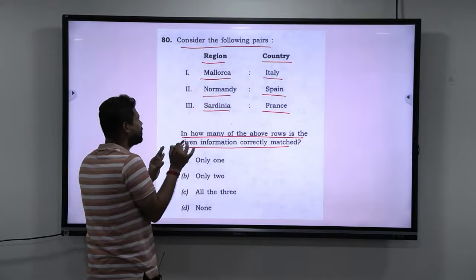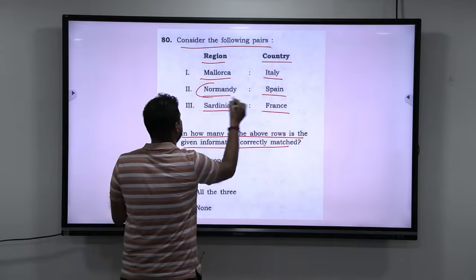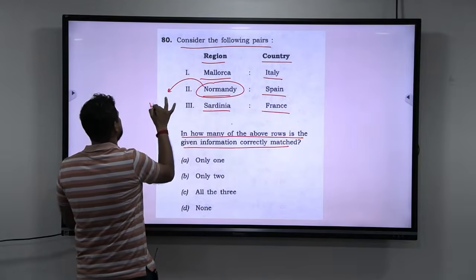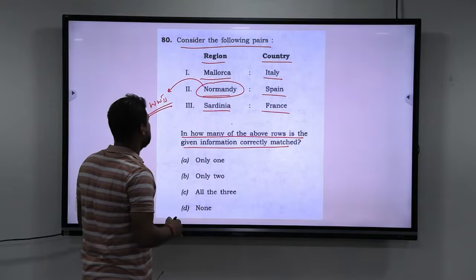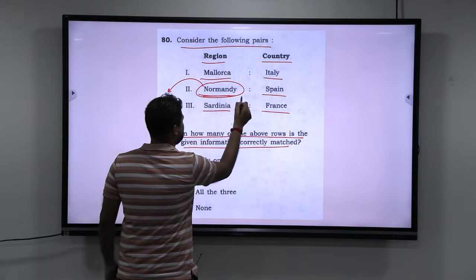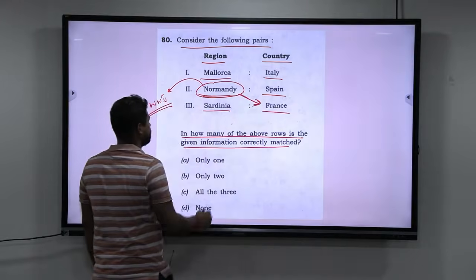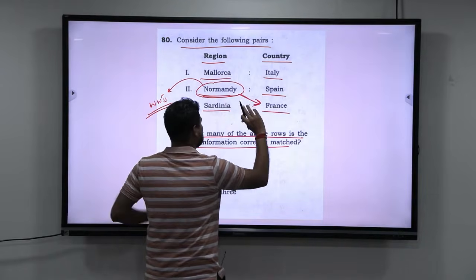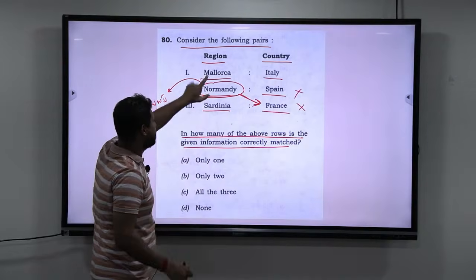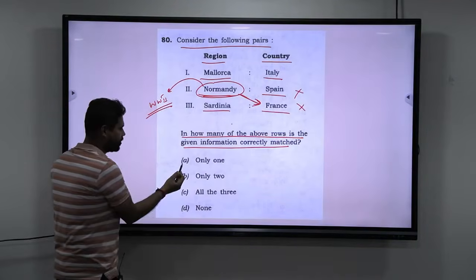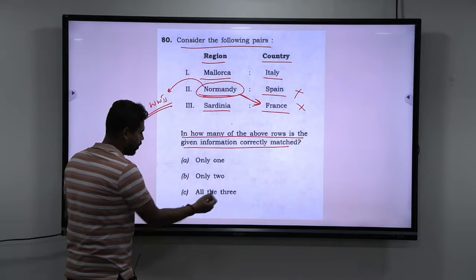Okay. Now one thing that everyone would have heard this Normandy. Normandy was the landing site during World War II for the Allies, okay, the Allied power. But even if you know Normandy is in France, even if you know that information, we know that if this is in France, they have changed the option. So this and this will be wrong. But even then you should know what is Mallorca, because look at this: A only one, B only two, C all the three, and D none.